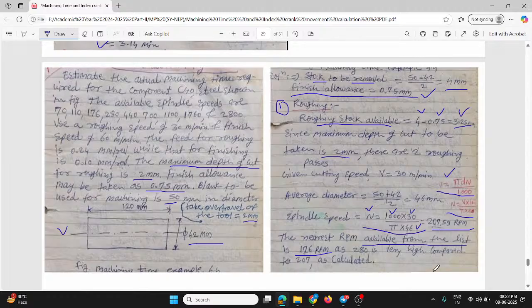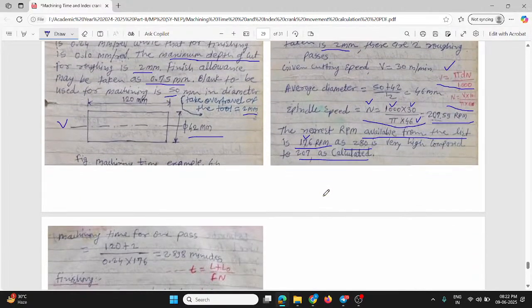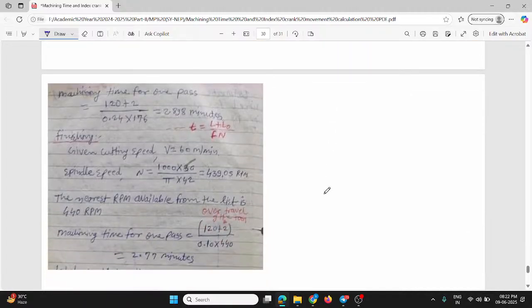The nearest from the list is 176 RPM, because if you consider 280 RPM, that is very high compared with the 207 we have calculated. So the nearest is 176 RPM, and so here N is equal to 176 RPM. Okay, so 176 RPM, N we have got there.